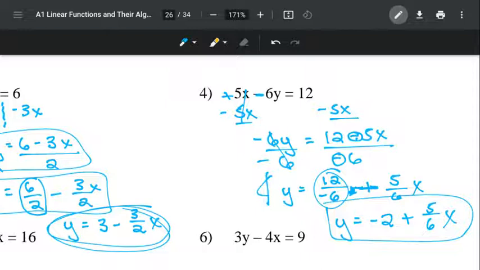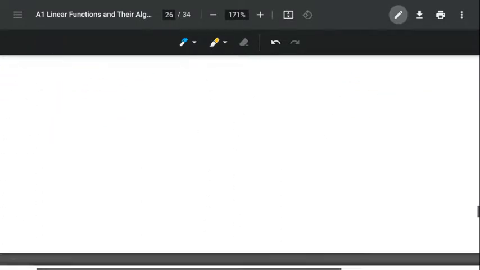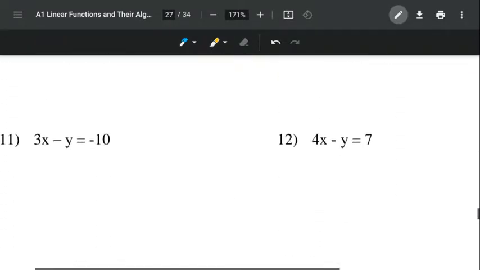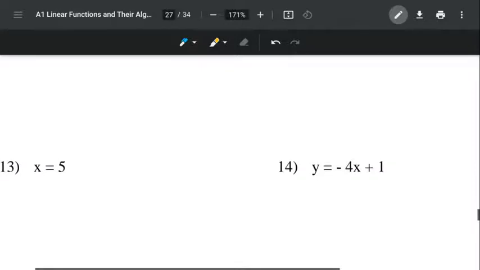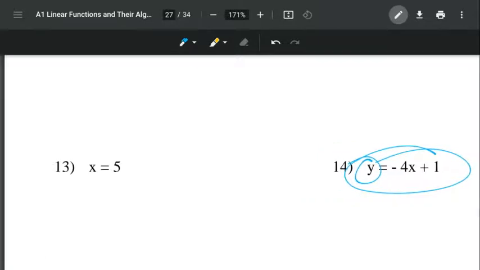Now there are some on the next page that are already simplified. Let me show you one. Problem 14. Y is already by itself. This is already done. And problem 13 is tricky. There is no y equals. You can't get y by itself. This is it. It's a vertical line. That's all there is for that.